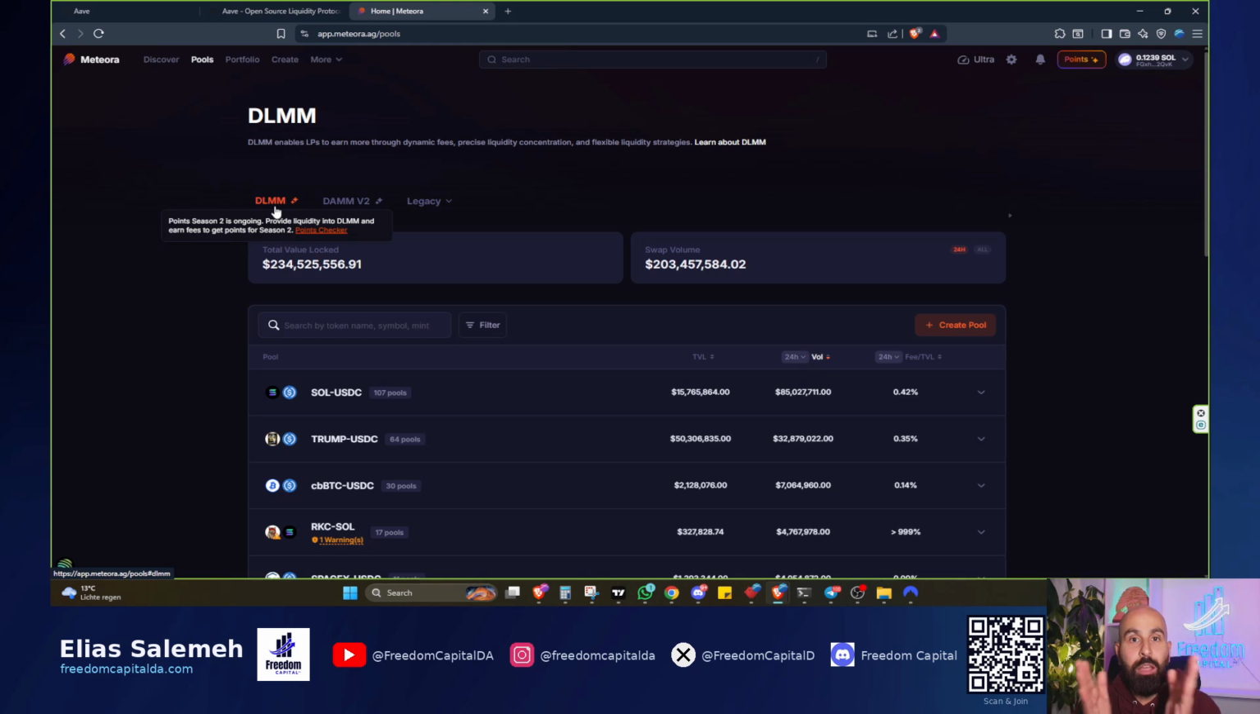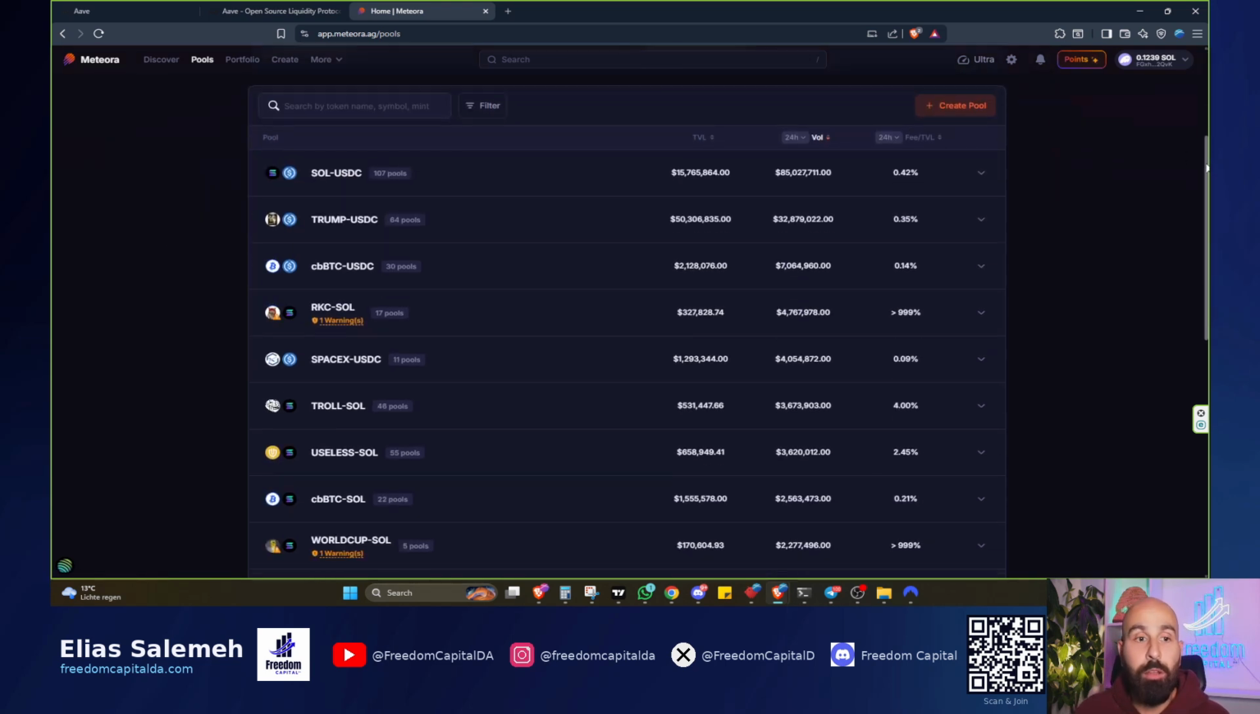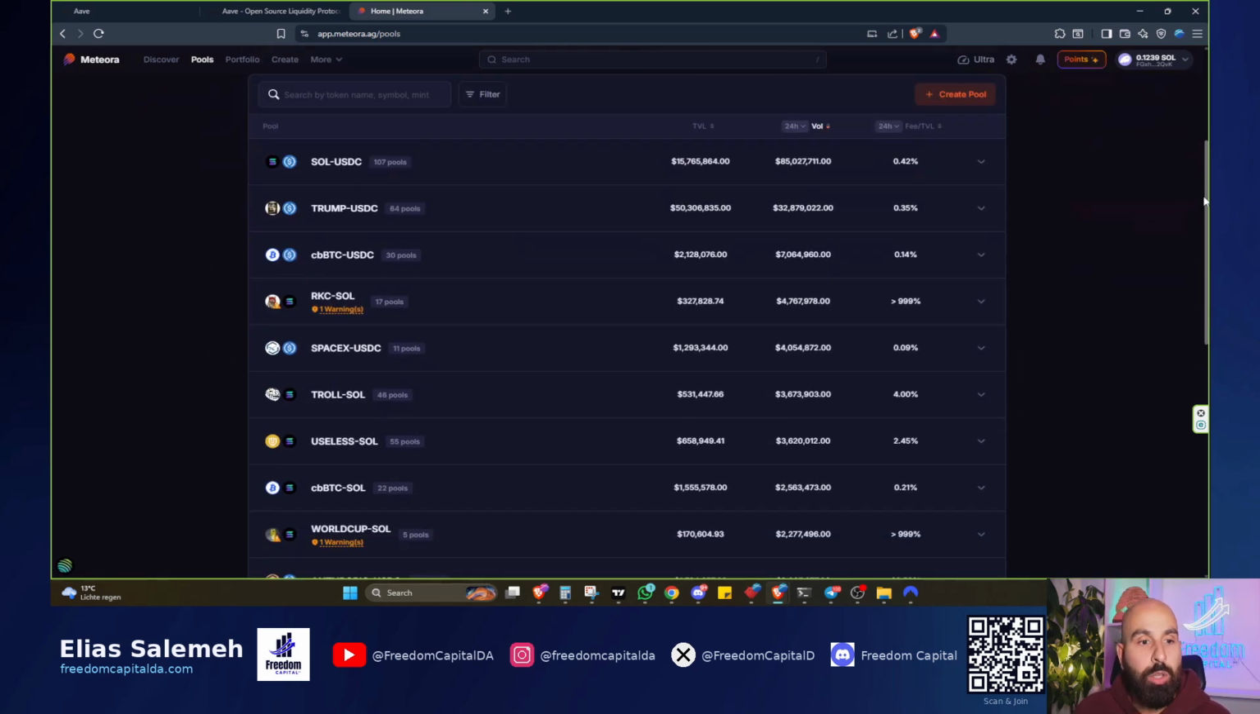So the fact that you can concentrate your liquidity means that you can put all your liquidity in a price range where the tokens are actually trading at, and this allows you to earn more fees. You can see all the pools that are available under this specific strategy, which is DLMM, of course. So we're going to be doing an example for Solana USDC pool.